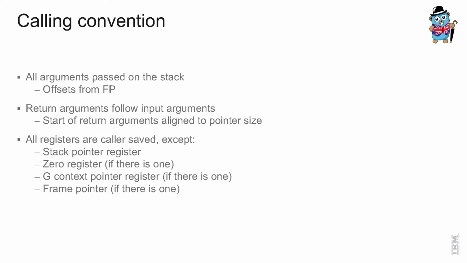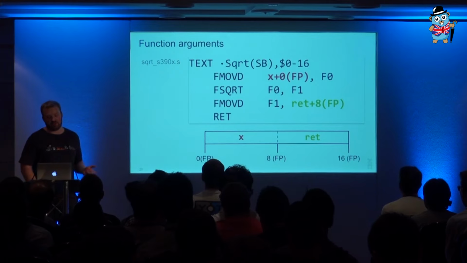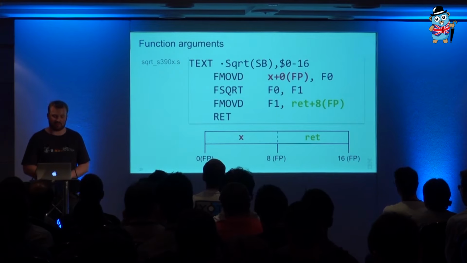And all registers are caller saved. So this means the calling function is responsible for saving its registers. They will all be trashed, basically, apart from these exceptions, which are complicated in the runtime. So there's just a visualization of this square root function. You see we take x, move it into F0, destination on the right. We square root it, F0, destination on the right again. The result goes into F1.